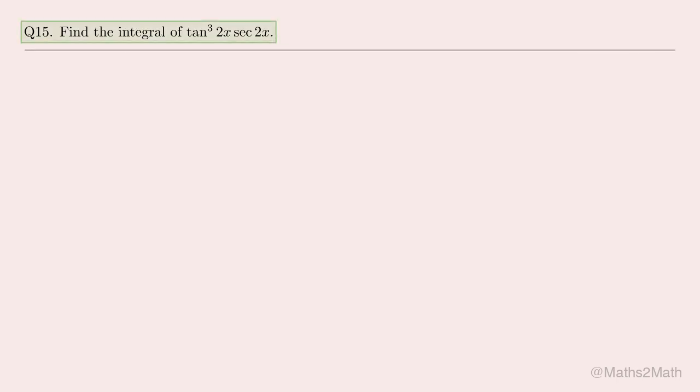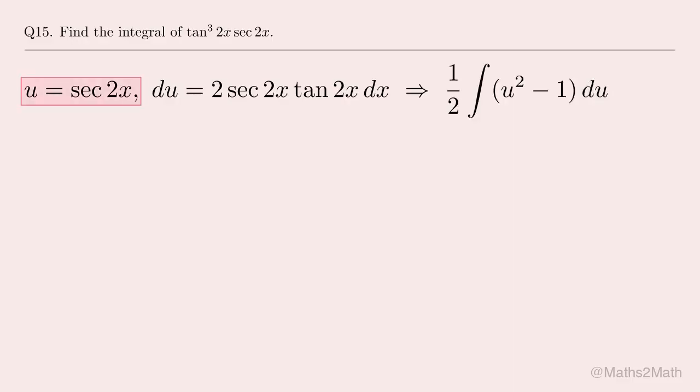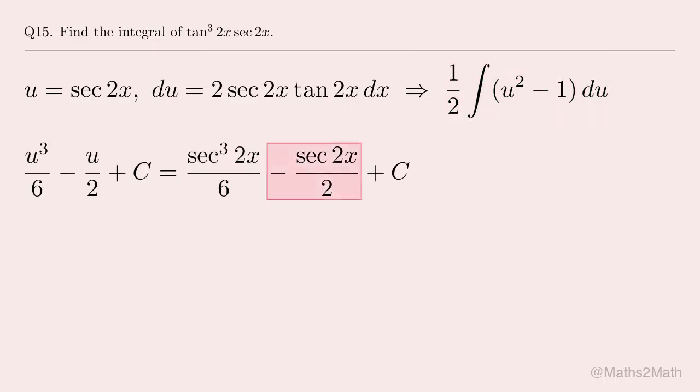Question 15. An odd power of tangent with one secant. Save a secant-tangent pair for du. Write tangent cubed secant as secant squared minus 1 times secant tangent. U is secant 2x. Integrate the quadratic in u.